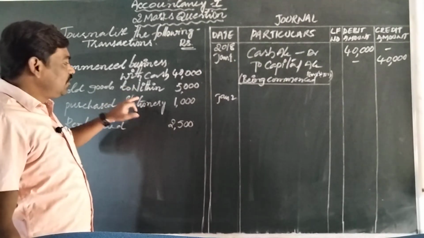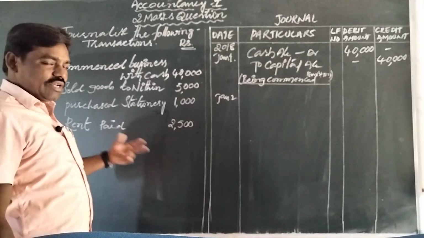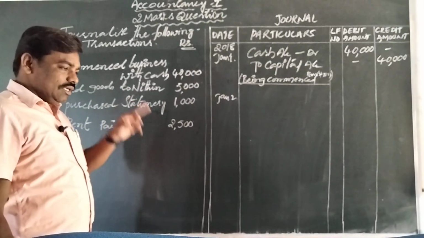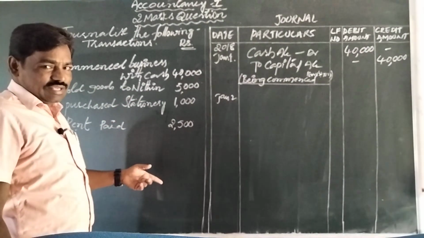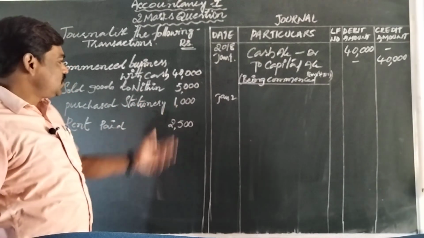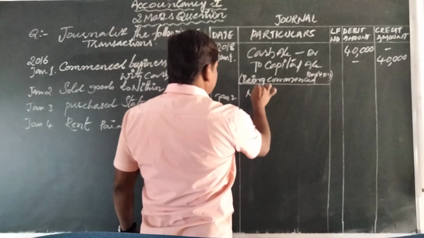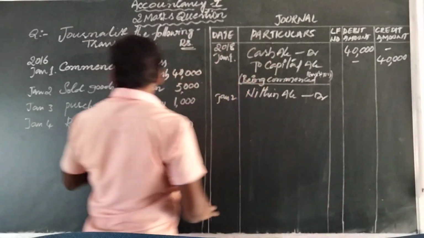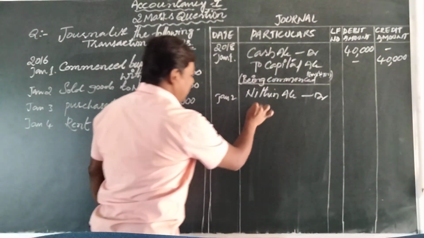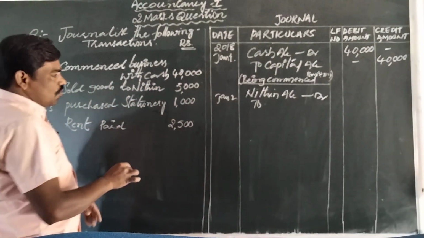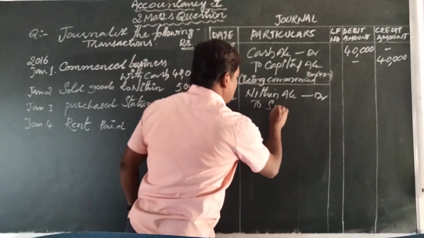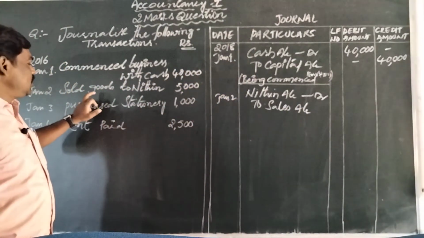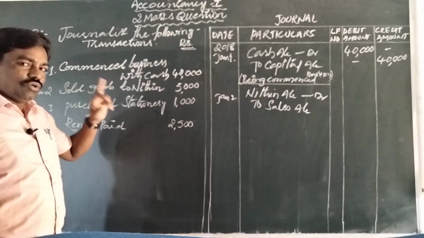Personal account principle says that receiver account should be debited, giver account should be credited. So here when we sell the goods to Nitin, is Nitin the receiver or the giver? Nitin is the receiver. Receiver account should be debited. So Nitin account debit. Ultimately our opposite account will be credit, that is goods account or sales account, both are accepted. Sales account.